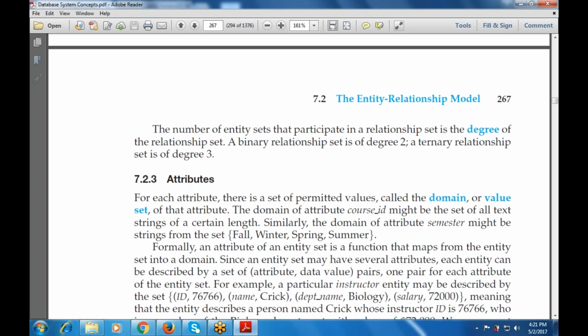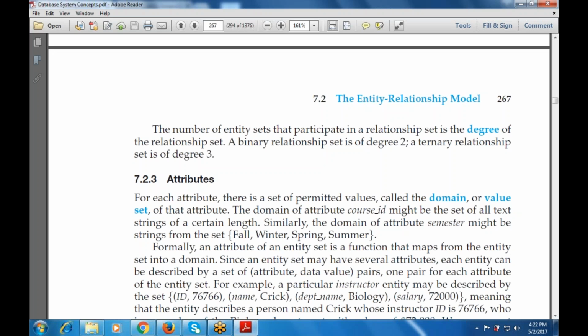Now, what is the meaning of attribute? For each attribute, there is a set of permitted values known as the domain or value set of that attribute. The domain of attribute course ID might be the set of all text strings of a certain length. Similarly, the domain of an attribute semester might be a string from the set fall, winter, spring, or summer. Formally, an attribute of an entity set is a function that maps from the entity set into the domain.